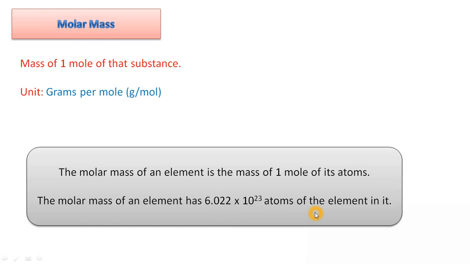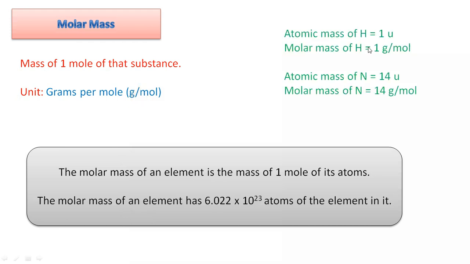So as I said, molar mass is equal to the atomic mass of the element expressed in the unit gram per mole. So if we are having hydrogen and the atomic mass of hydrogen is 1 unit, now what would be the molar mass of hydrogen? That would be 1 gram per mole. That means molar mass is nothing but the gram atomic mass. If we are having nitrogen, the atomic mass of nitrogen is 14 units. Now, what would be the molar mass of nitrogen? That is again 14, but the units are gram per mole.